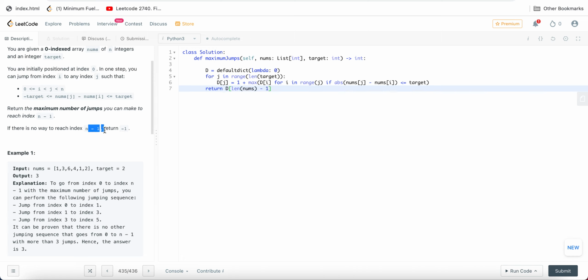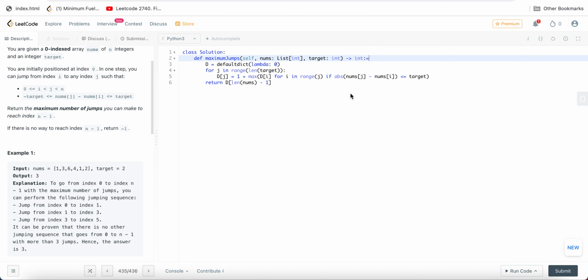Because we want to know if we can get to this. Now, because we might not be able to get to the end, this is not going to work. There are still some conditions here. What if this max stream is empty? Or what if there's nothing that's less than or equal to target? Then this should be 0. So we could do a default value here.